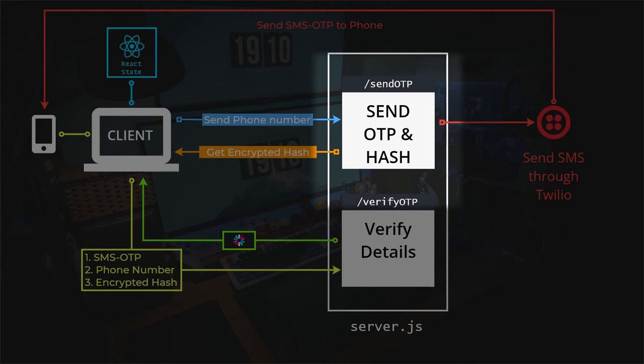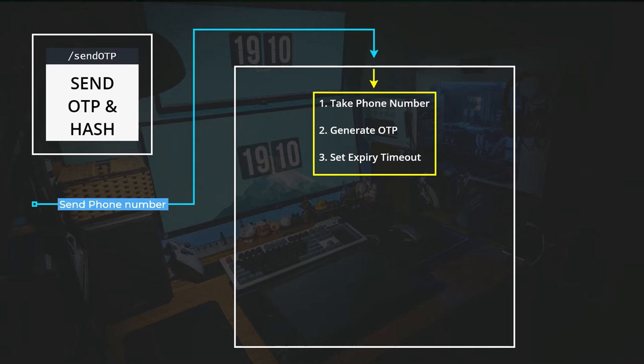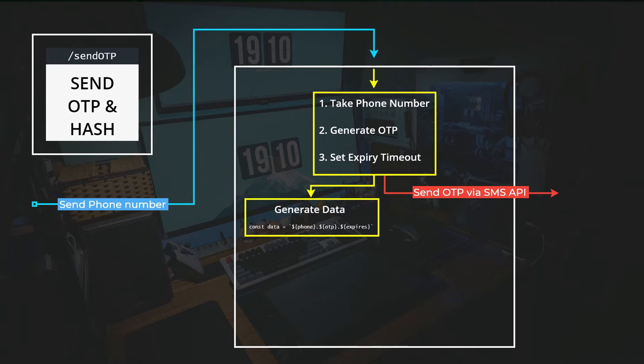But coming back to the sendOTP route, what really happens within the sendOTP route? When you send your phone number to the sendOTP route in the server JS file, the server will take the phone number, generate an OTP, and set the timeout in milliseconds. It will set the timestamp expiration, about a 5 minute expiry. So new Date dot now dot getTime plus 5 minutes, something like that. And it will generate a value of data by concatenating all those things together. And simultaneously, it will send the OTP via the Twilio SMS API.